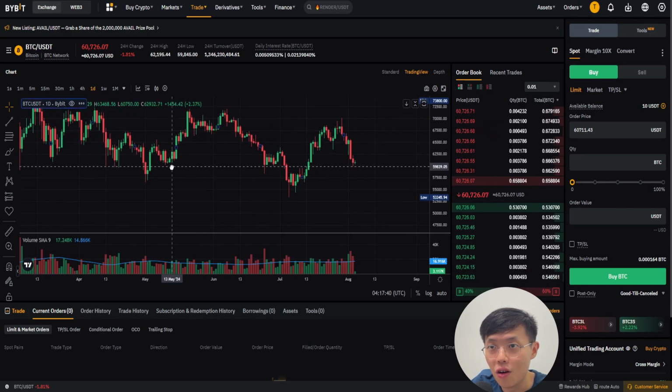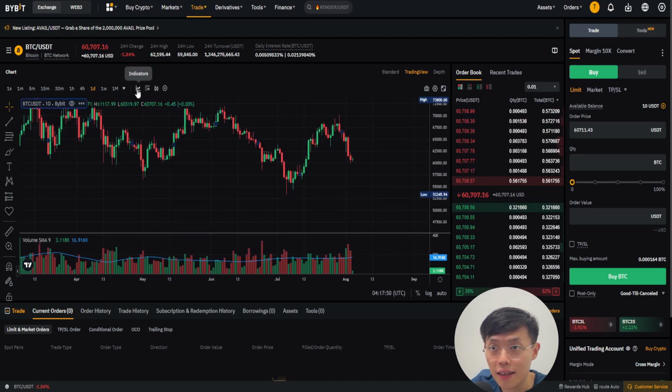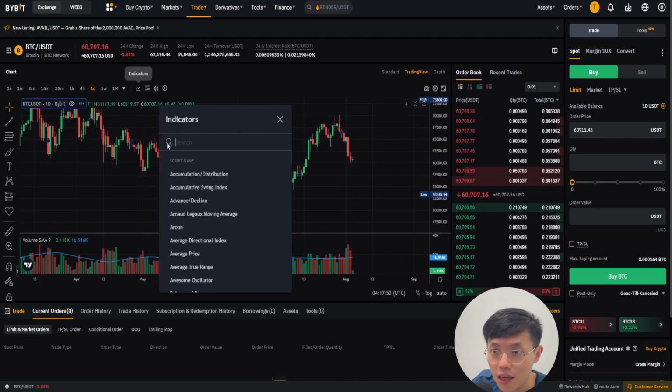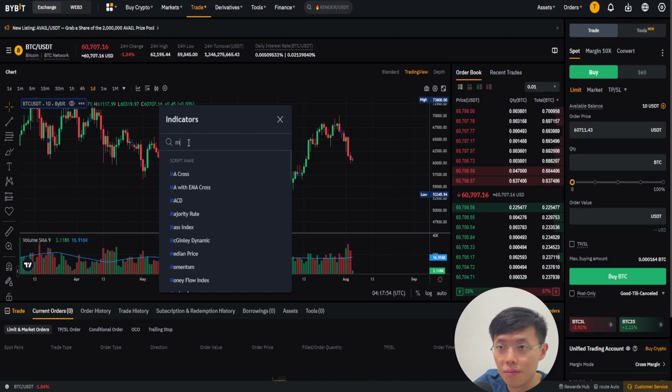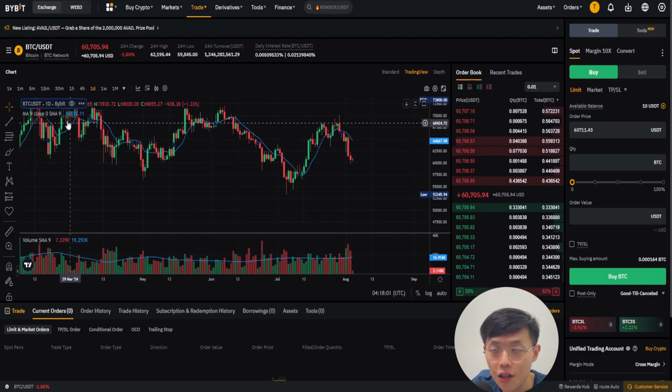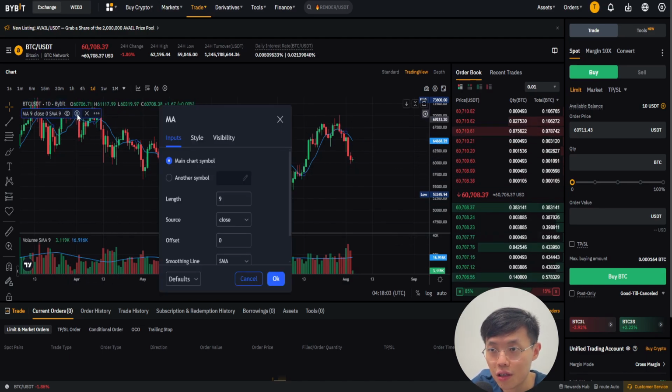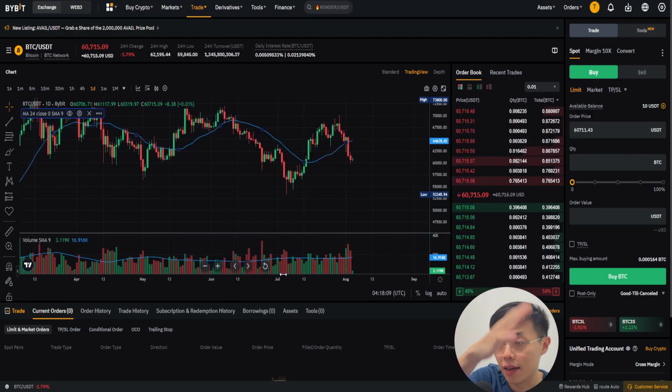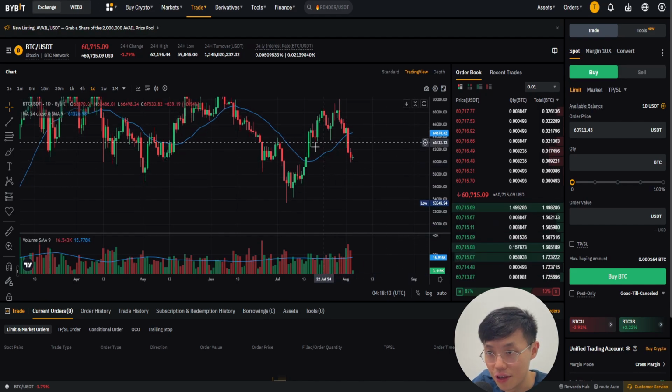Or you can just click indicator right here, indicate the sections, and then again I want to take back the moving average. So for moving average right here, you type moving average, and then here we go. So if you want to set the moving average, you can go to here, right? You can set the moving average. Let's say I want to set it to 24 moving average, meaning it takes 24 candles and averages it out. So yeah, this is the moving average.